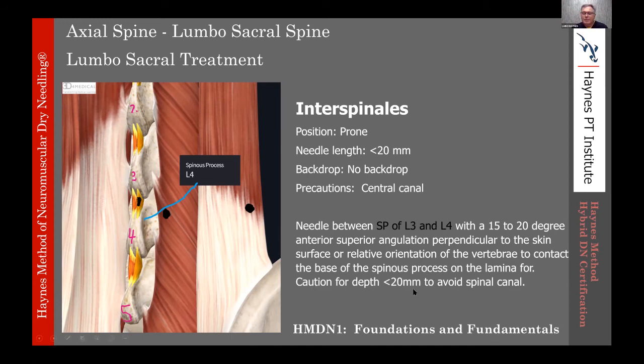Our caution here, depth less than 20 millimeters. If you're using a 3 centimeter needle, you want to leave probably at least half of it out. So you definitely don't want to sink a 60 millimeter needle in there, because I promise at that point you very well may be into the spinal canal and you've got some problems. So fairly superficial. You can tell it's right at the tip of the spinous process.